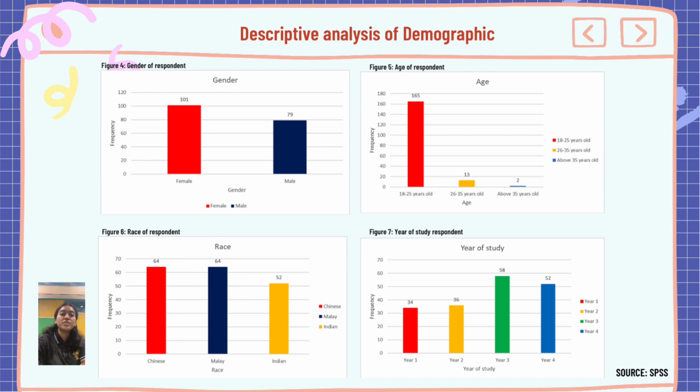Figure 5 shows the age of the responders. There are three age groups among the responders, which are 18 to 25 years old, 26 to 35 years old, and 35 and beyond. The majority of the responders are between 18 and 25 years old, where the number of responders is 165, while the second highest are between 26 and 35 years old, with 30 responders. In addition, just 2 of the responders are older than 35 years old.